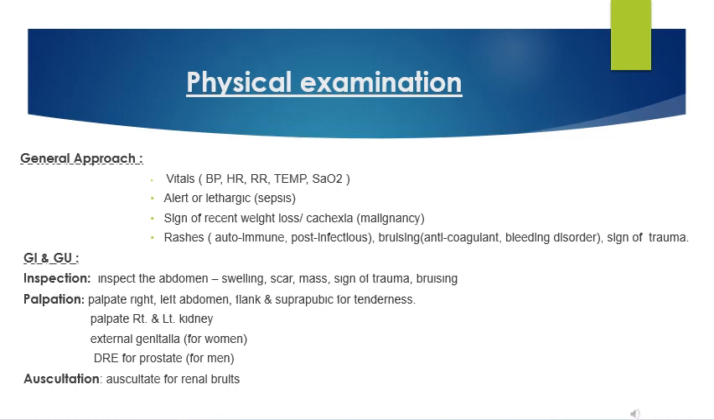GI and GU examination. Inspection. Inspect the abdomen for swelling, scar, mass, sign of trauma, and bruising. Palpation. Start with superficial palpation and then deep palpation. Palpate mainly the right and left abdomen, flank, and suprapubic region. Look at the patient's face while palpating for any sign of tenderness. Palpate the right and left kidneys.